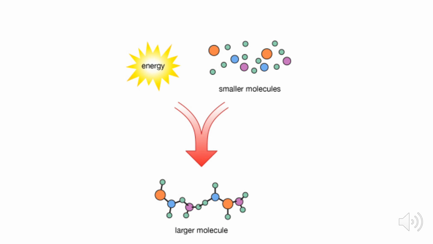Again, I'm going to give you 5 seconds. Can you identify which type of reaction this is? Well done if you've got this correct. It is an anabolic reaction. This reaction builds up a large molecule from smaller ones and requires energy for this process to happen.